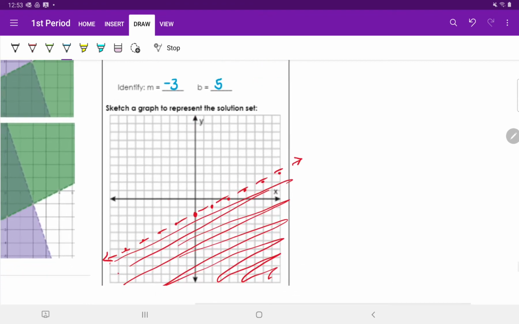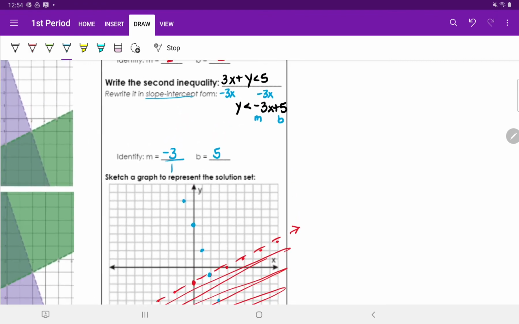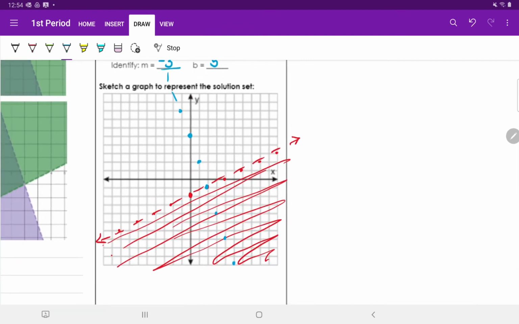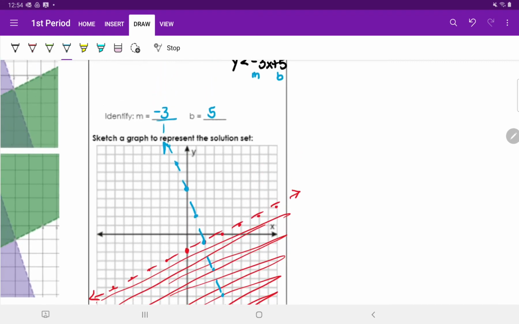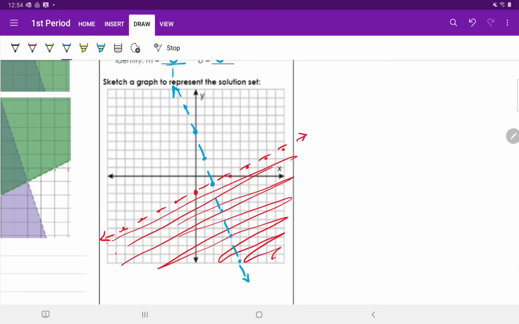Let's draw. If our y-intercept is positive 5, 1, 2, 3, 4, 5, that's right here. And if our slope is negative 3, we could just as easily call that negative 3 over 1. We would go down 3, right 1. Down 3, right 1. Do that a few more times. And this also is going to be a dotted line because it's a less than symbol. And since it is less than, we're going to shade below. So below the line.